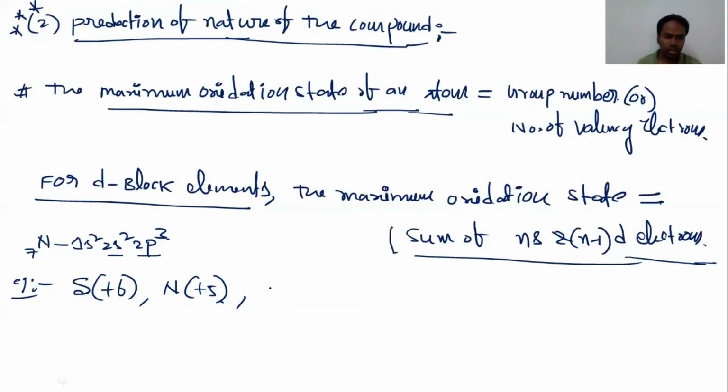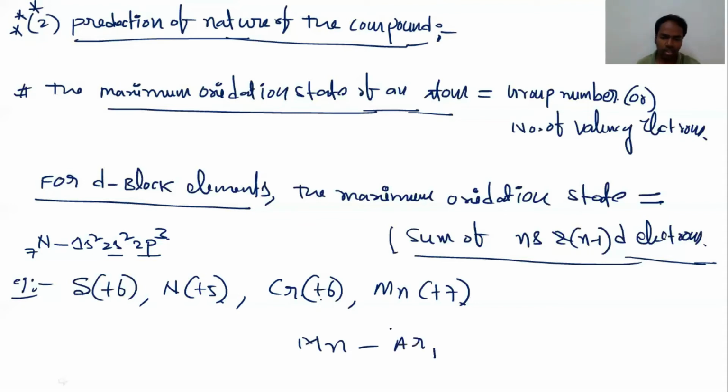Then take one d-block element, chromium. For chromium, what is the maximum oxidation state? +6. Manganese, +7. See manganese, what is the electronic configuration of manganese? Argon. Atomic number is 25. Argon 3d5 4s2.